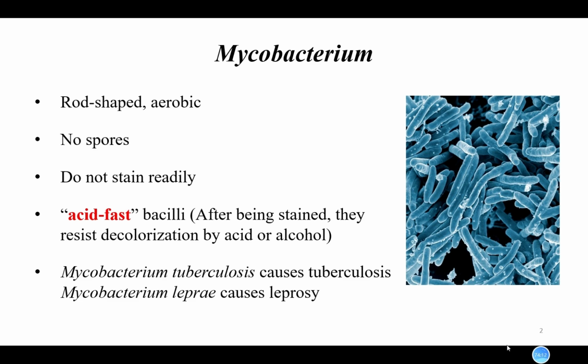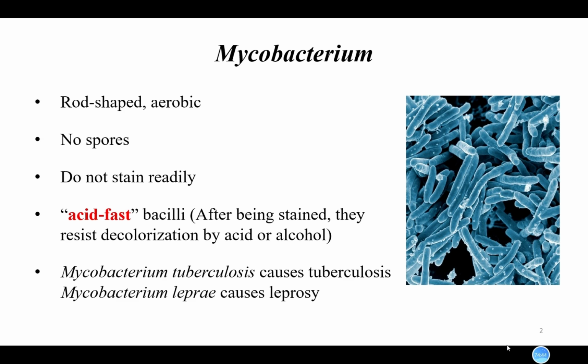To stain Mycobacterium, there is a special staining method called acid-fast staining. I guess that's the third lab you will do, the acid-fast staining to stain Mycobacterium. Basically, it's a staining method with a decolorization step, which can decolorize other bacteria but not Mycobacterium. I'll show you later.